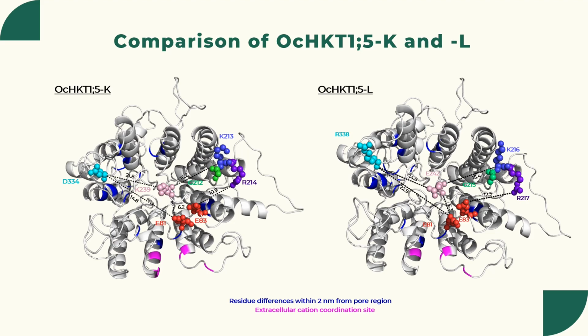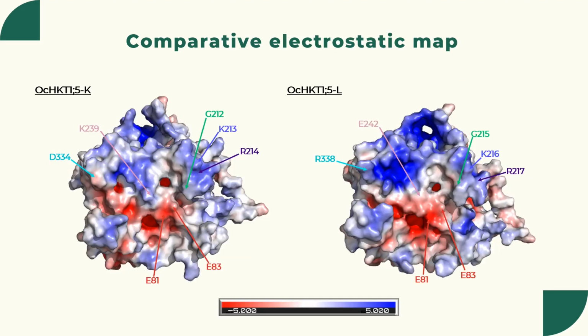So we selected another homologue from Oryza coarctata, HKT1;5L, which is almost 80% identical to the K homologue, and modeled it using a similar protocol. Then the residue differences near the pore entrance were investigated between these two models. We could infer a swapping of positively and negatively charged amino acid residues near the pore entrance. The surface electrostatics of both model structures clearly showed the difference in charges of residues at the pore entrance.